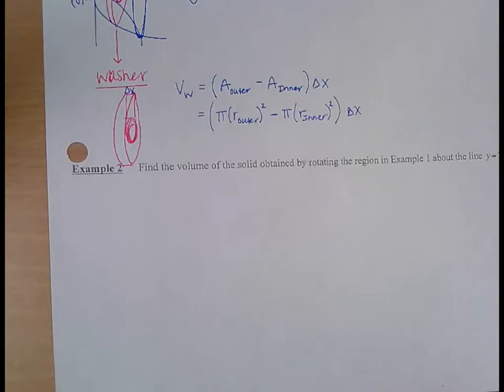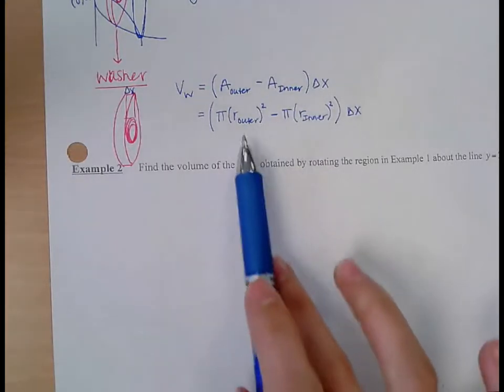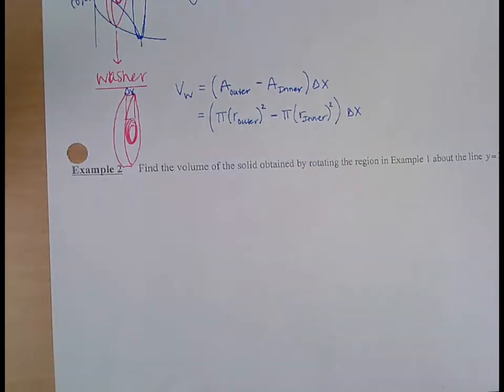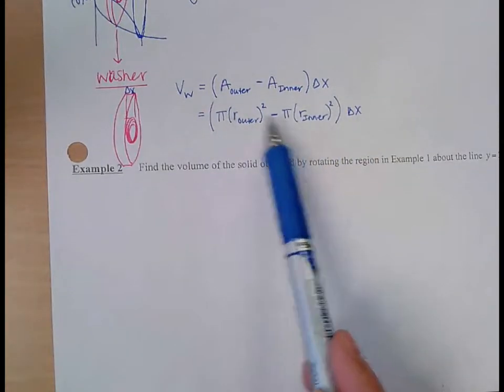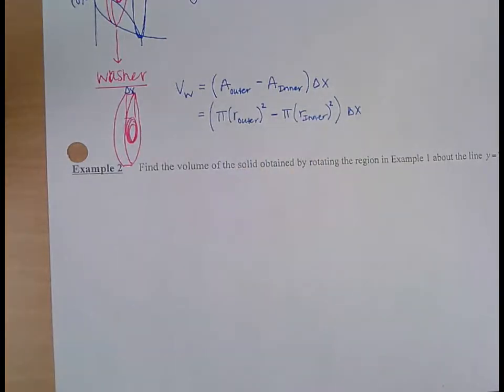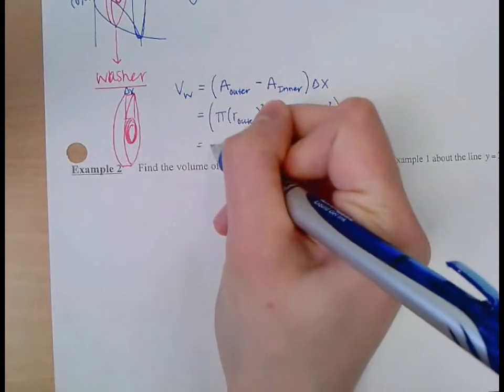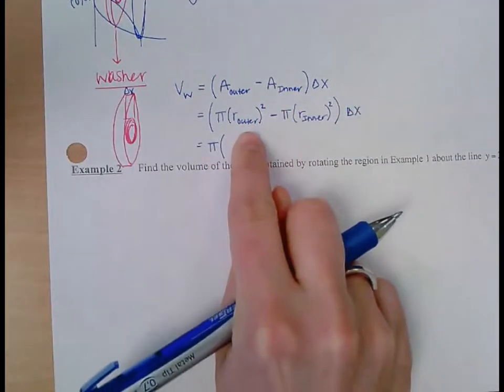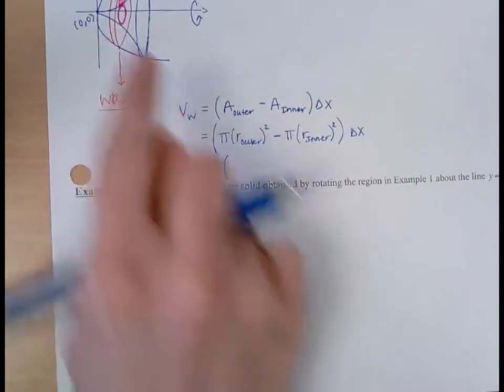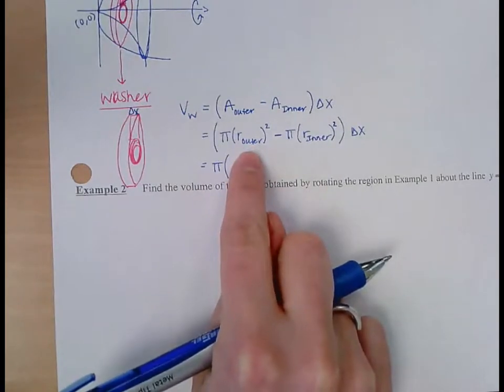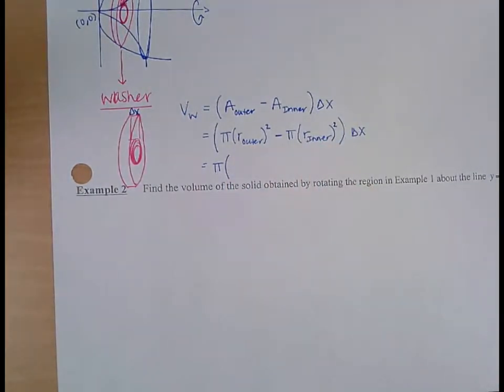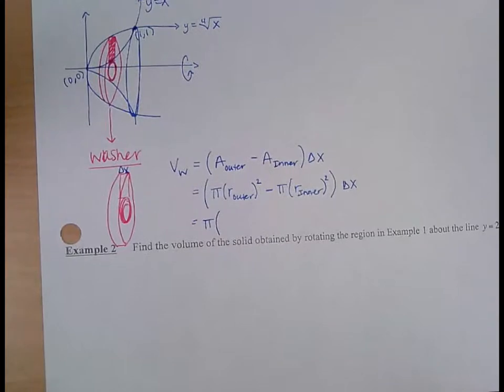This is the formula for all of these washers. What's different from one example to the next is what your outer radius and your inner radius are. You'll also see it written with the pi out front, because both of these areas include that coefficient of pi. I'll actually do that, just have pi out front here. So what we need to do for our region is figure out what's the outer radius and what's the inner radius. So here's how you figure that out.